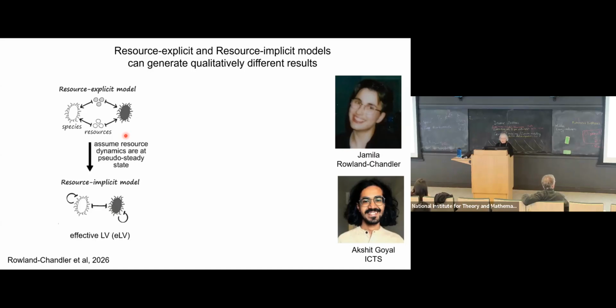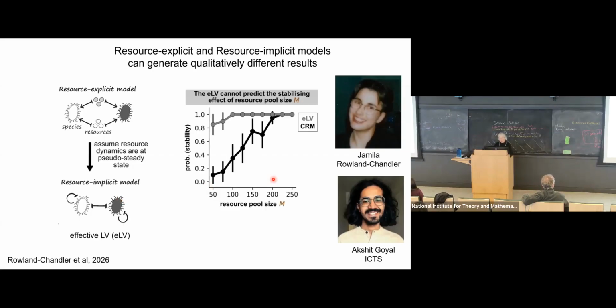In fact, if the resource dynamics is much faster than the species growth and death dynamics, then you can do this approximation, assuming the resources are at pseudo steady state. Then this transforms to this, and we call this the effective Lotka-Volterra.